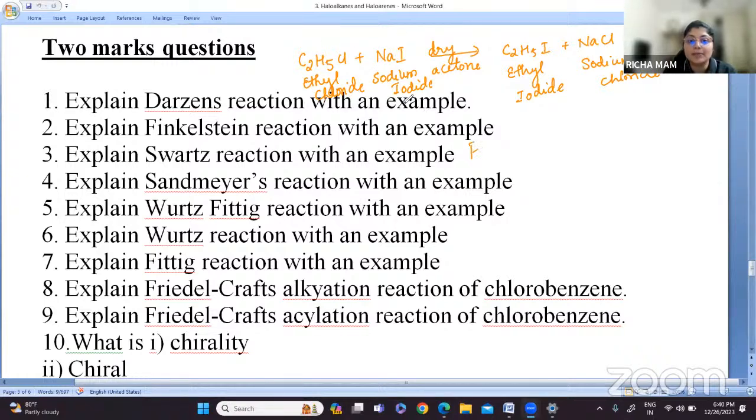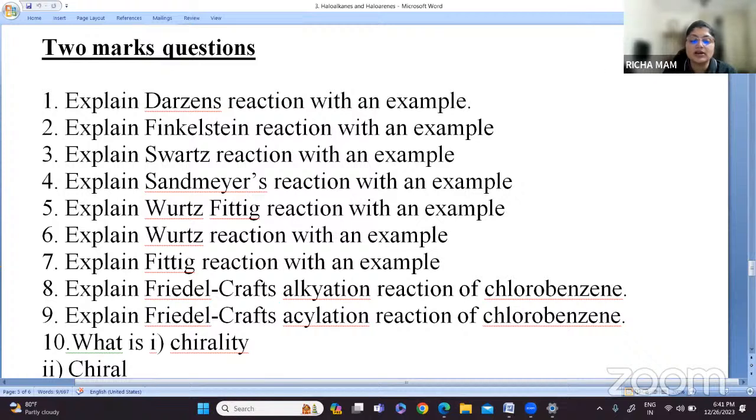Fluorocompounds can be prepared from this particular reaction. Fluorocompounds are prepared by heating alkyl chlorides or alkyl bromides with silver fluoride. So I'll give you an example for this Swarts reaction. I'm writing the Swarts reaction.